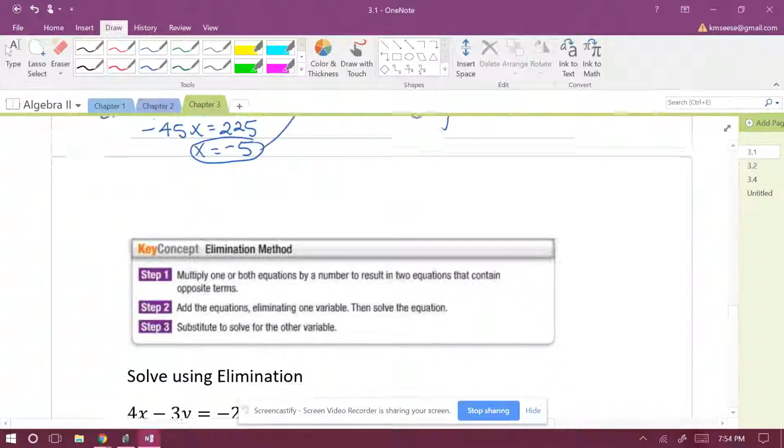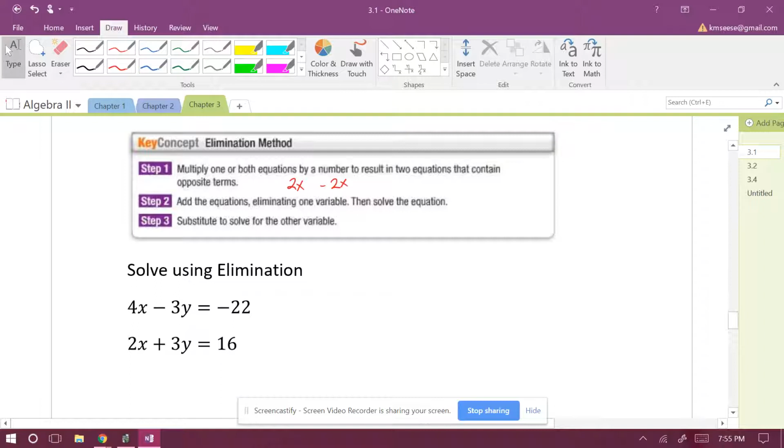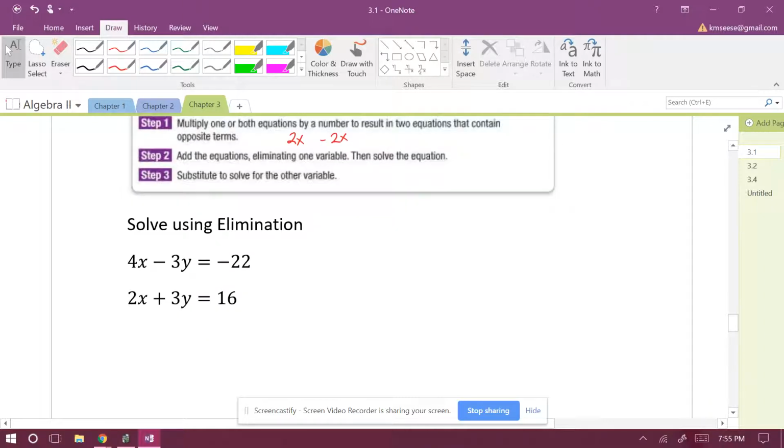All right, the final method we're going to look at today is the elimination method. Step 1, multiply one or both equations by a number to result in two equations that contain opposite terms. What it means by opposite terms is like 2x and negative 2x. One equation will have a positive 2x, one will have a negative 2x, so that when you add them together, they cancel out. Step 2, you add the equations, eliminating one variable, then solve the equation, and then finally you substitute in to solve for the other variable.